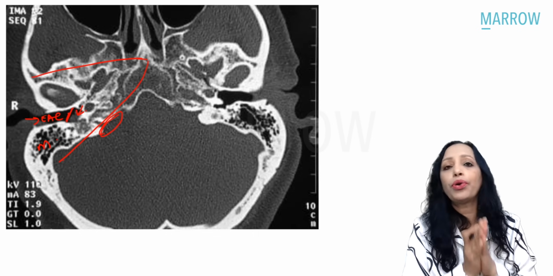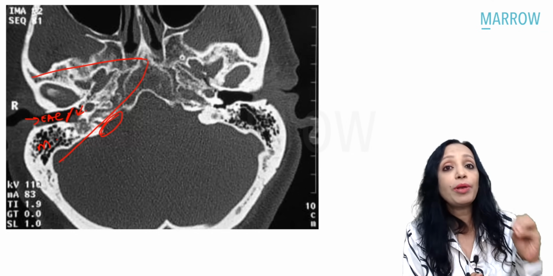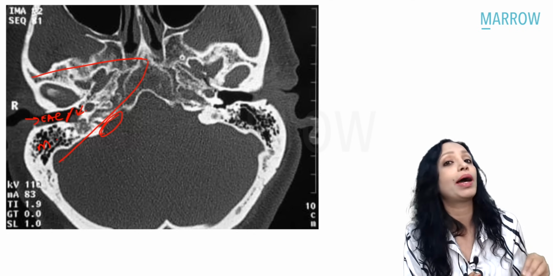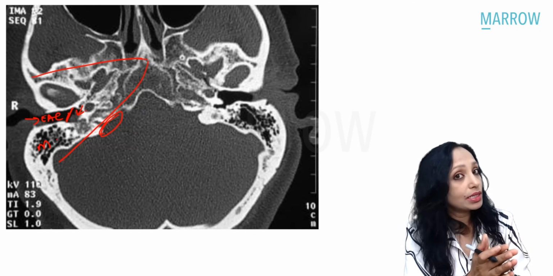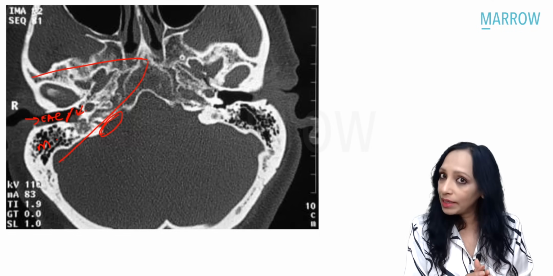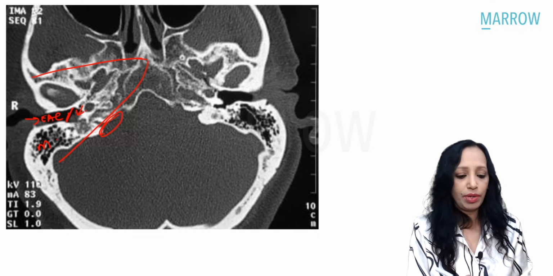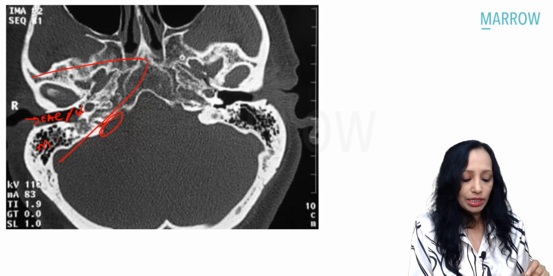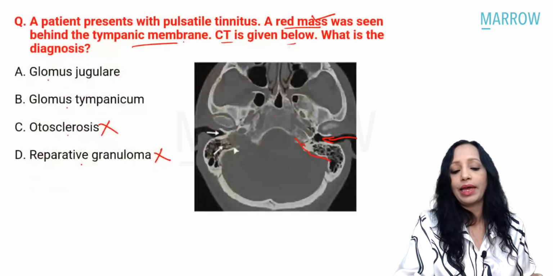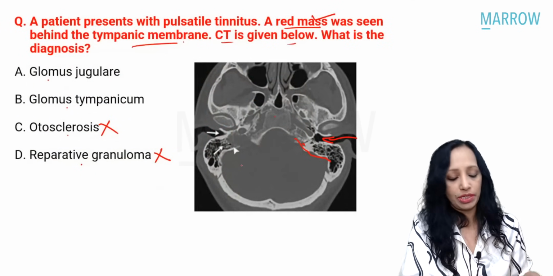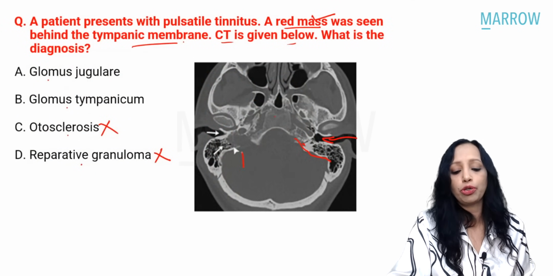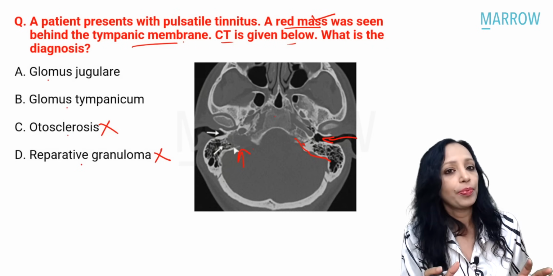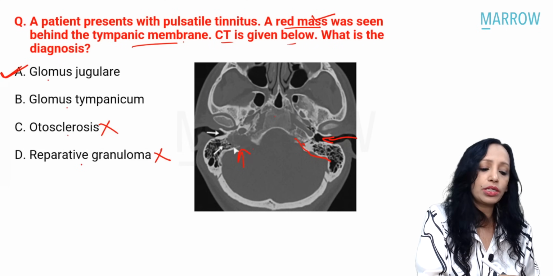And I don't think at all that you will be expected at undergraduate level to diagnose a glomus tympanicum by seeing the CT scan of the temporal bone. But yes, just the gross anatomy you can make out by the temporal bone CT, because the temporal bone CT is exactly like the skull CT that we see. And here you will be able to make out the mass that is present at the jugular bulb area. So yes, the answer here is the glomus jugulare.